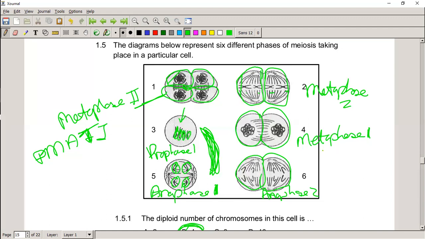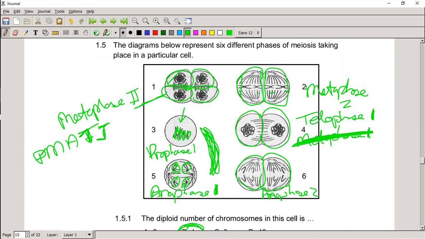What question do we have about number four? Oh, sorry, my mistake. I see what you mean. I'm confusing you here. It's telophase one, not metaphase one. Okay, apologies for that. Ron, that was probably your question as well.